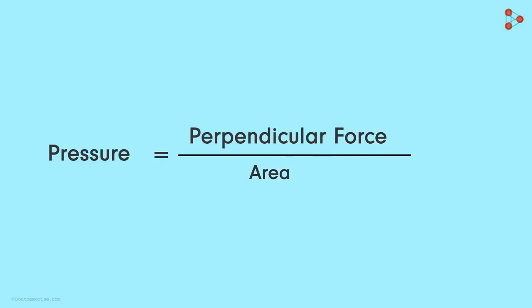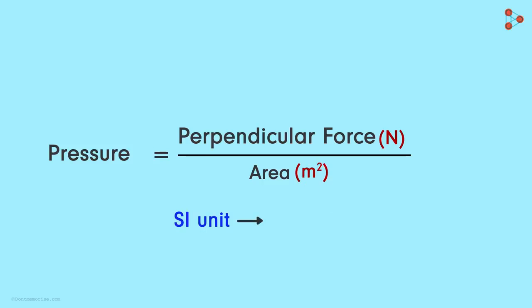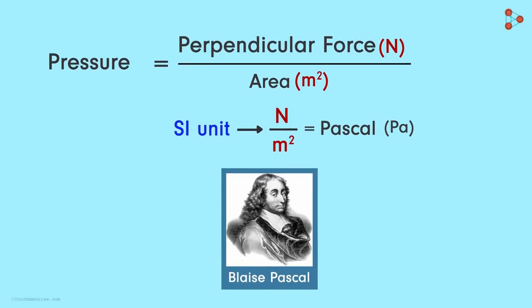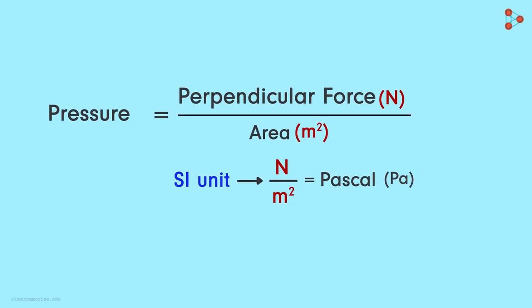We already know that the SI unit of force is Newton, denoted by N, and that of the area is meter squared. So the SI unit of pressure is Newton per meter squared. It is also called pascal, which is denoted by Pa. Why is it called pascal? It is given this name to honor the achievements of a French scientist named Blaise Pascal for his contributions in hydrostatics and hydrodynamics.